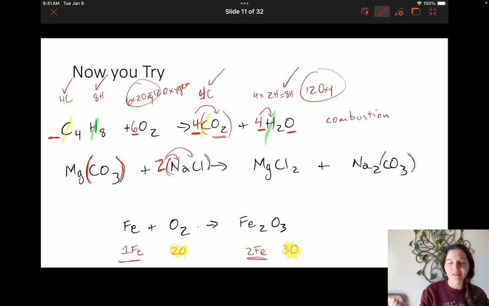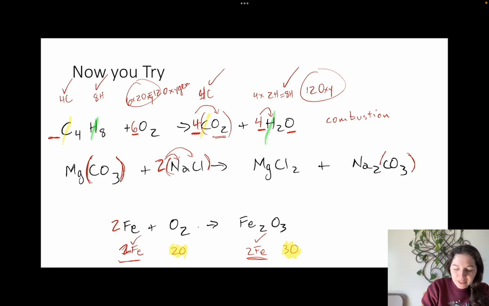Let's work on the irons. We've got 2 irons on the right. We need another one on the left, so we're just going to go ahead and put a 2 here. Irons are balanced now. All right, we're done with that. Now let's take a look at our oxygens. We do have to balance this. If you decide to put a 2 here, like this, that's going to increase you to 4 oxygens, right? Which isn't 3. You're still 1 number off.